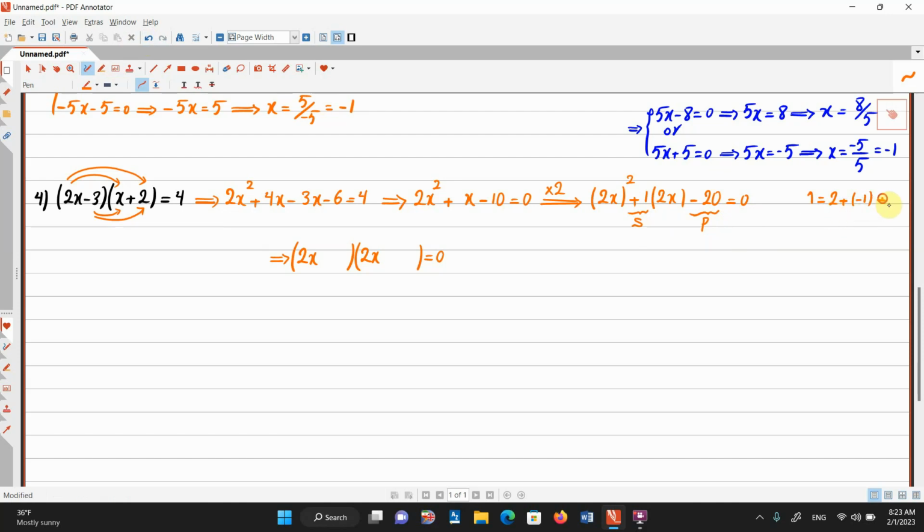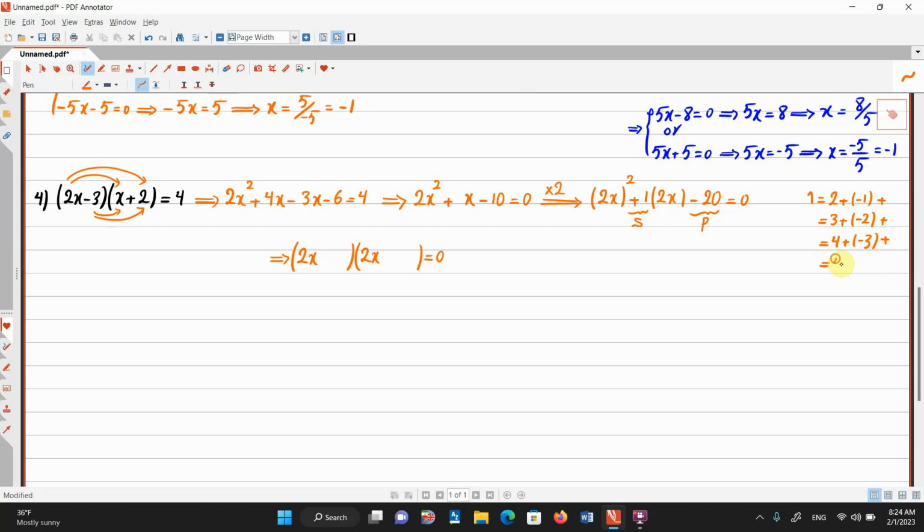This option is not acceptable. The next option is 3 plus negative 2. This one is not acceptable again. The next option is 4 plus negative 3. Again, it is not acceptable.